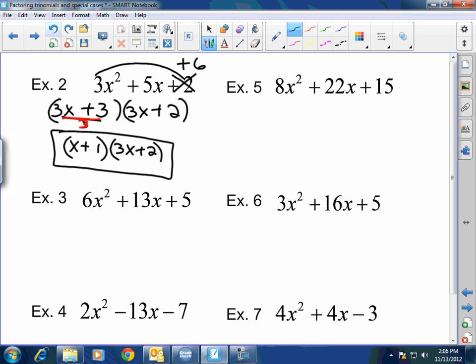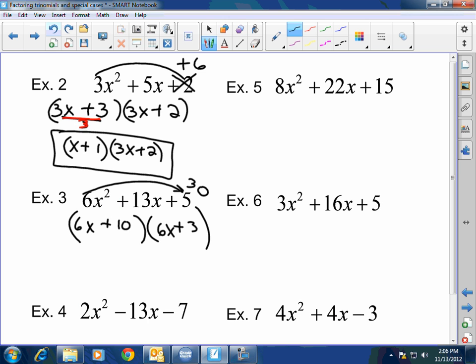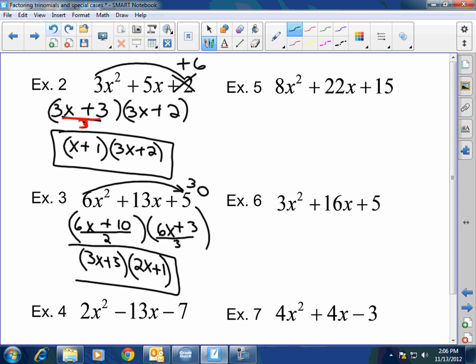Next, 2 or 3. I'm going to go 6x, 6x. 6 times 5 is 30. 1 times what is 30, but when added together is 13? Positive 10, positive 8. Now look at this one. Here I can factor out a 2, so I'm going to get 3x plus 5. And then here I'm going to factor out a 3, so I'm going to get 2x plus 1. Done. Remember, those are imaginary factors, so I do not pull out the GCF to the front.